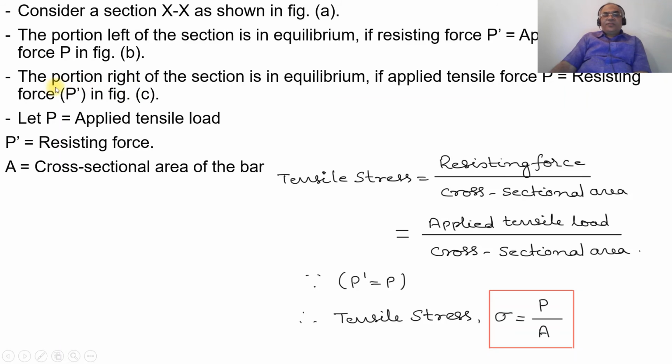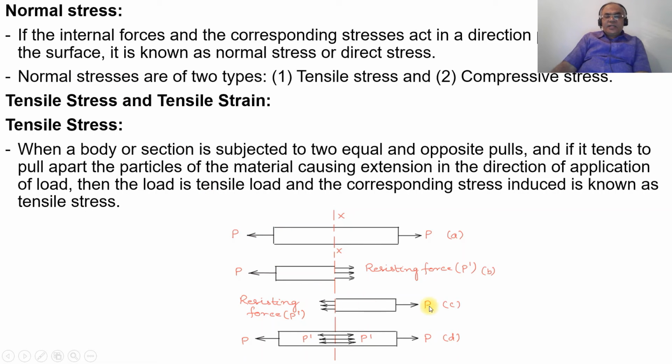The portion to the right of the section: similarly, when you are considering the right of the section member, if the load is acting in this direction, then this member will try to move in the right direction. So in order to keep the body in equilibrium, we should have the resisting force P dash, having the same magnitude as P, acting opposite to the direction of the applied load P, and then the body will be in equilibrium. So in figure C also, the resisting force P dash will be equal to the applied load capital P.